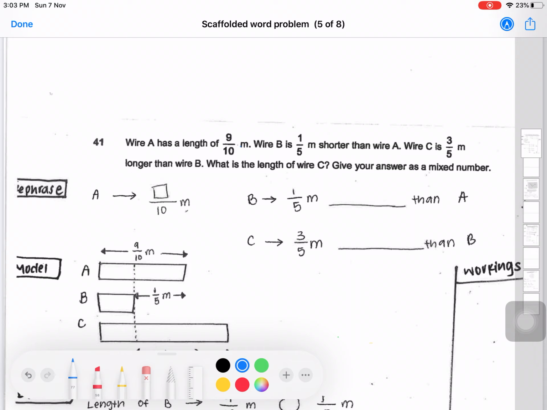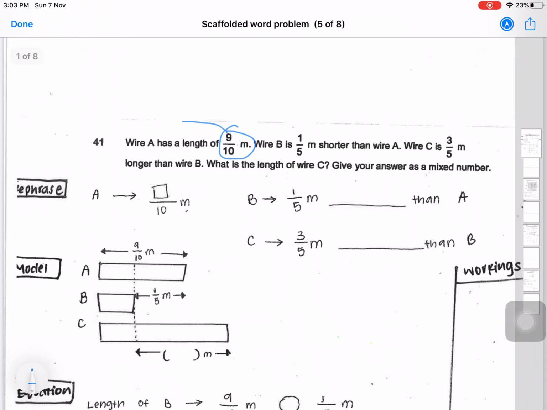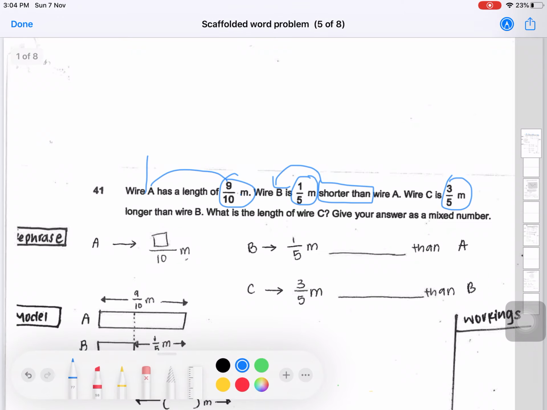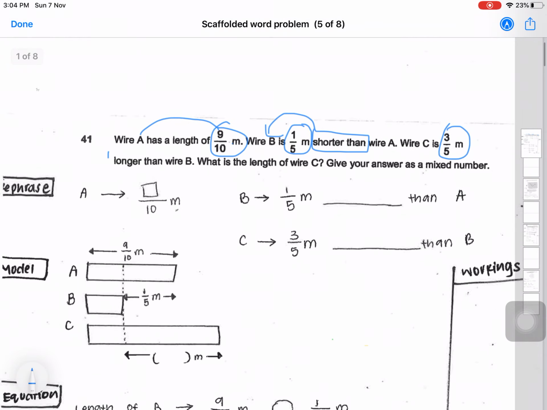Wire A has a length of 9/10 meter. Wire B is 1/5 meter shorter than wire A. Wire C is 3/5 meter longer than wire B. What is the length of wire C?